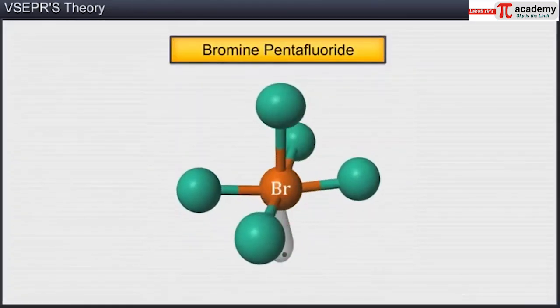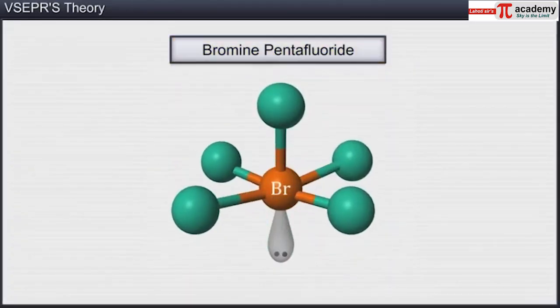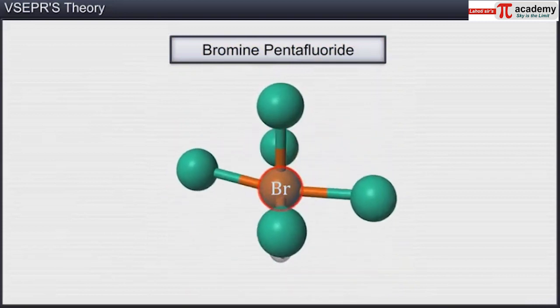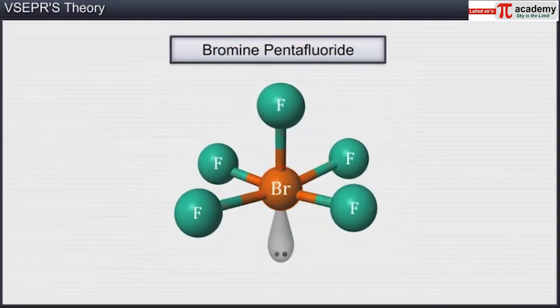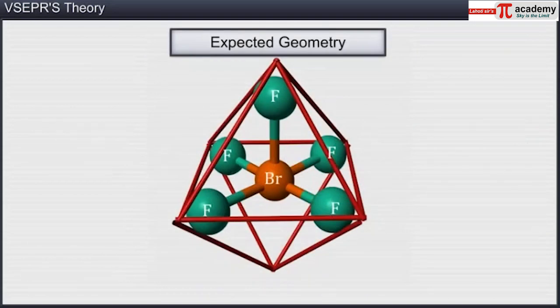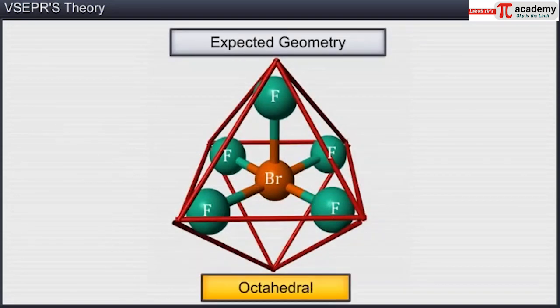In a molecule of bromine pentafluoride, the central atom bromine has 5 bonded pairs of electrons and 1 lone pair of electrons. Therefore, the geometry of the molecule is distorted octahedral or square pyramidal. It is due to the presence of a lone pair of electrons on central bromine atom.